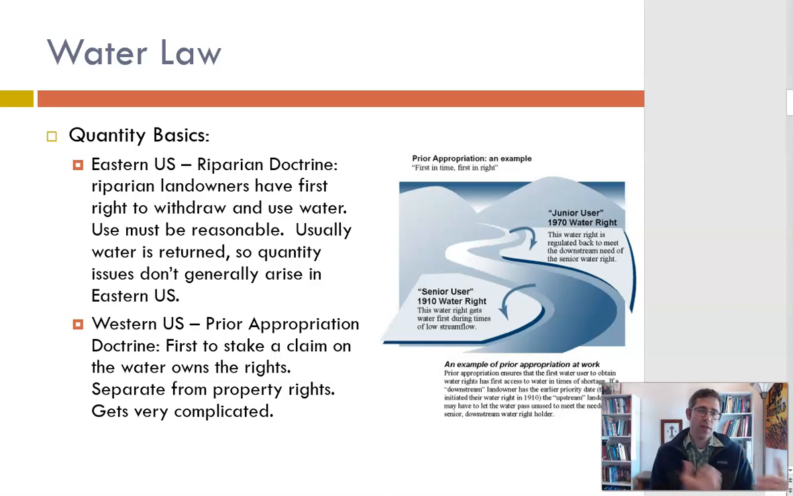eastern U.S. In the western U.S., we have a totally different set of rules, which we call the prior appropriation doctrine. And the prior appropriation doctrine has nothing in it about, like, hey, I move next to this stream, I have rights to the water in that stream. The water rights do not transfer with property rights like they do in the riparian doctrine. In the western U.S., we say the first person who staked a claim on the water owns those rights.